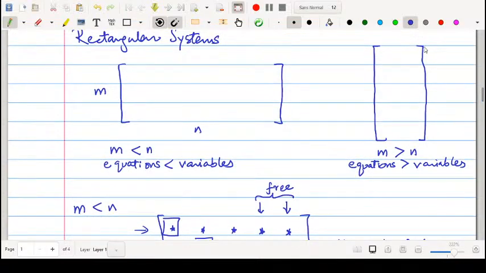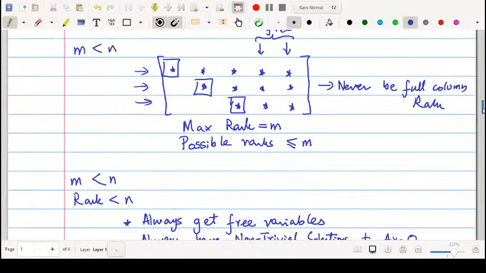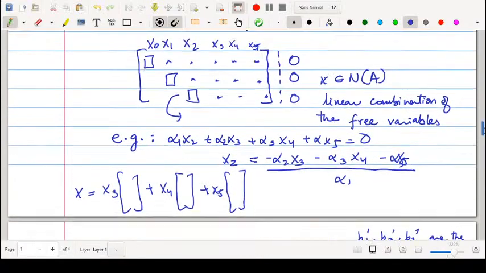And the same is the case for tall and wide matrices. In wide matrices, the maximum rank can be the number of rows. Even when you get the maximum rank, you always get free variables, and you always have non-trivial solutions. And again, when you have free variables, Ax equals b can either be solvable or not solvable, right? So wide matrices are easy to deal with.